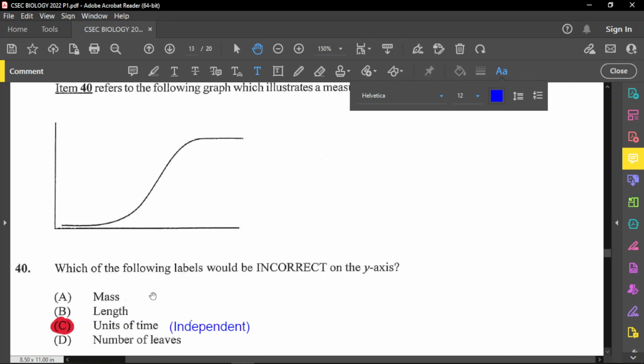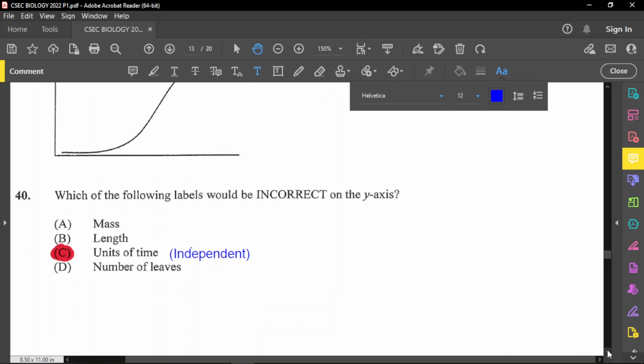All right, so y-axis, unit of time. Time is not increasing, stabilizing, or decreasing. Time is just an increase. In fact, the most important reason why time cannot be on the y-axis is because time is an independent variable. You normally put the independent variable on your x-axis and the dependent variables on your y. So mass, length, number of leaves, those are what they call dependent variables. You put those on the y-axis, because those will change over a period of time, or they are affected by time.